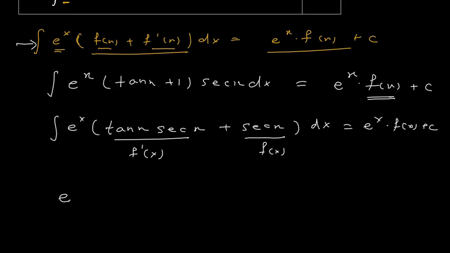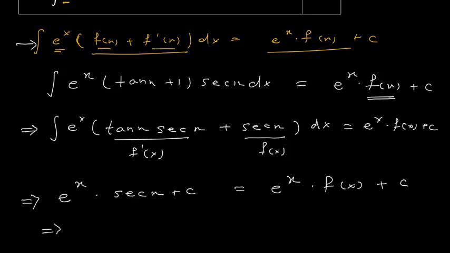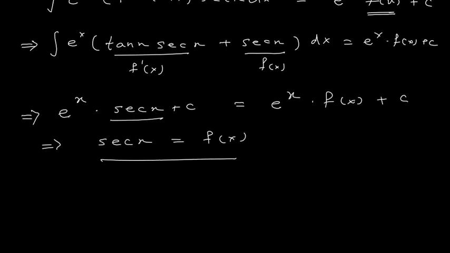Therefore we can say that this implies e power x into sec x plus some constant, and right hand side we have e power x into f(x) plus c. So what does it indicate? It indicates that your sec x is equal to f(x). So as sec x is equal to f(x), you got the answer, the value of f(x). Therefore you can say that f(x) is equal to sec x. Done? Okay.